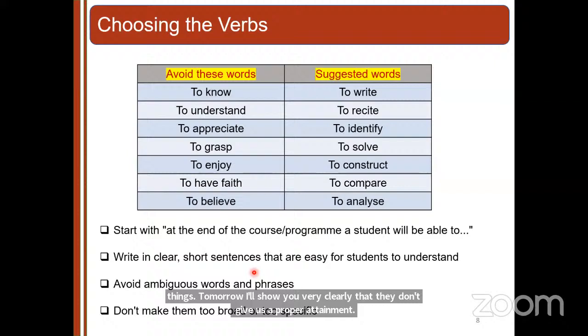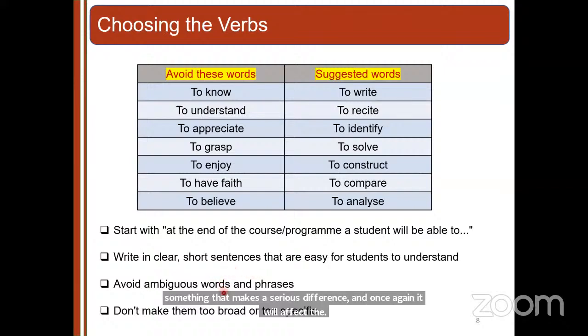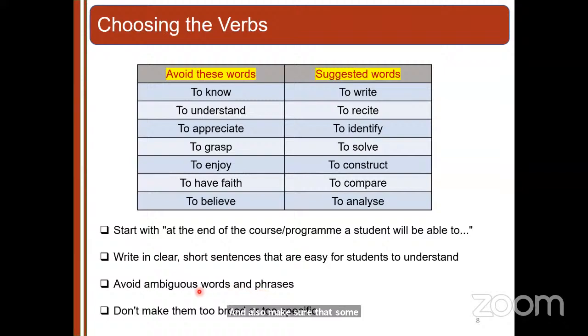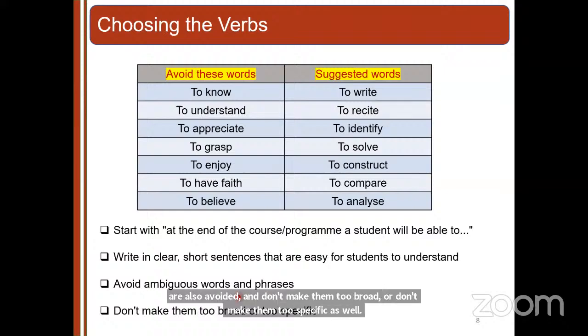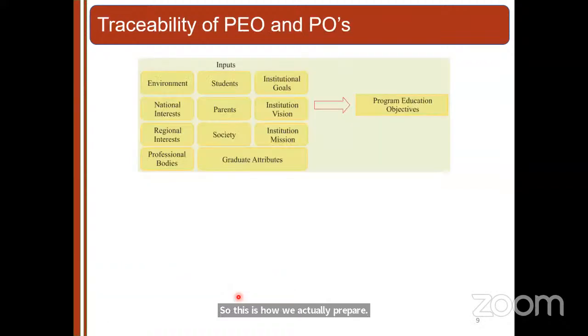Where you have to attain 2, you may land up with an attainment of 1.5 or 1.6. That makes a serious difference, and once again it will affect the outcome. So all these must be avoided. Also make sure that ambiguous words and phrases are avoided, and don't make them too broad or too specific. So this is how we prepare the outcome statements.